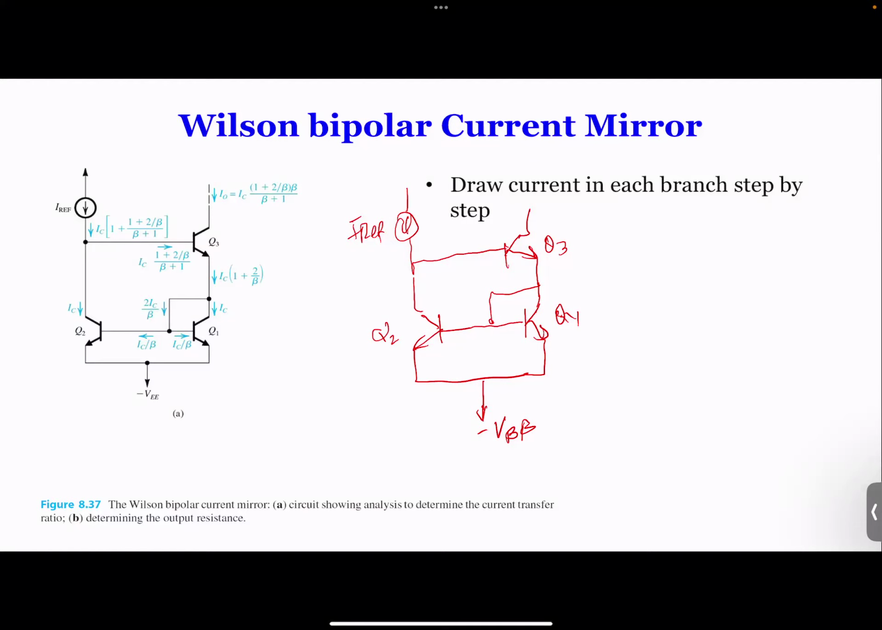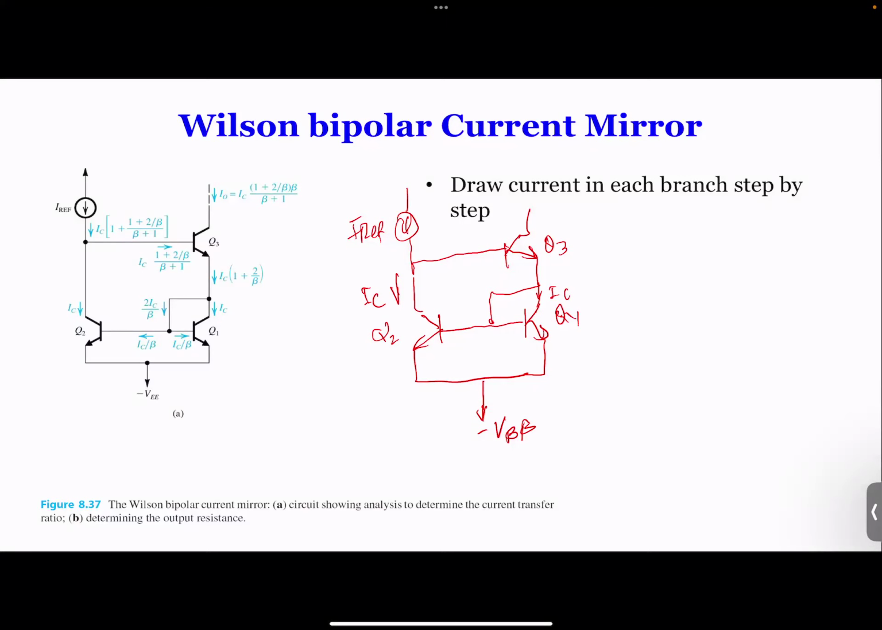Because this base is connected to the collector, the voltage from here to here is the same as from here to here. So these two will share the same VBE. Therefore, these two will have the same current. That's why it's called a current mirror. Let's define a current IC over here. This current IC is coming in, so these two transistors will have exactly the same current, IC coming in, IC coming here.